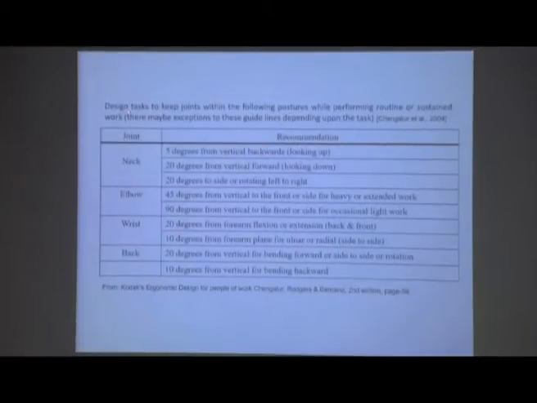Now, if you see this recommended limit, design task, we need to design tasks to keep joints within the following limits. For general purpose work like performing routine or sustained work, in this case, neck angle should be within this range. Elbow angle should be 45 degree from vertical to the front or side for heavy extended work, 90 degree from the vertical to the front or side for occasional work. So, in this way, different types of comfort range of body joint angle is defined, and based on those data we can evaluate comfort.